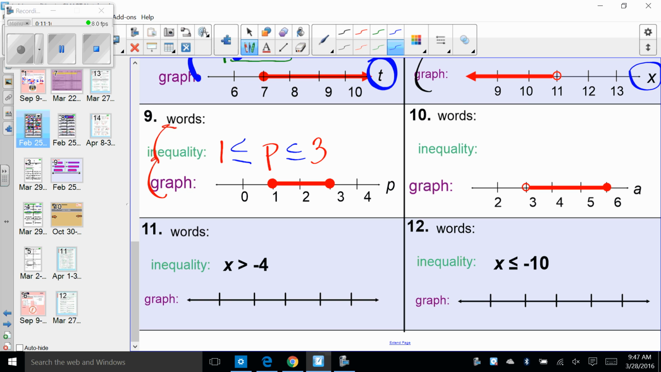Notice the signs flow in the same direction. We just worked hard at doing that. The variable has to be between the endpoints. So our inequality is 1 less than or equal to p, and p is less than or equal to 3. So p is somewhere between 1 and 3, very clearly there.